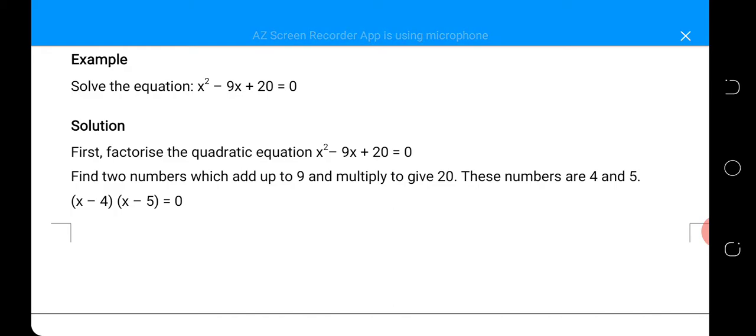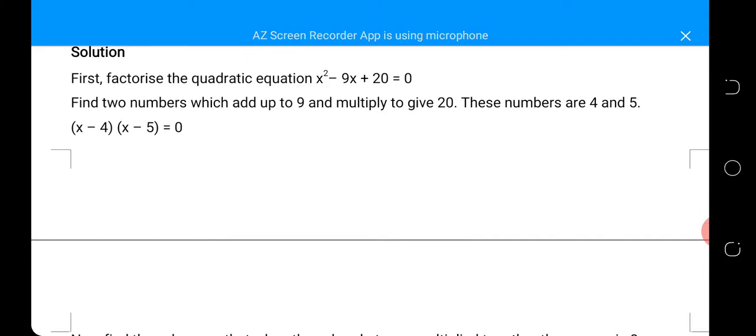The two numbers we are looking for will be minus 4 and minus 5, because the product of minus 4 and minus 5 will give us plus 20, while the sum of minus 4 and minus 5 will give us minus 9. Therefore, the quadratic equation x squared minus 9x plus 20 is equal to 0 is factorized to bracket open x minus 4 bracket close, another bracket open x minus 5 bracket close is equal to 0.